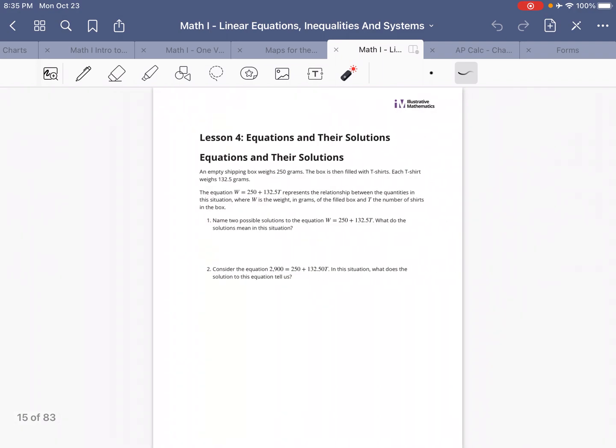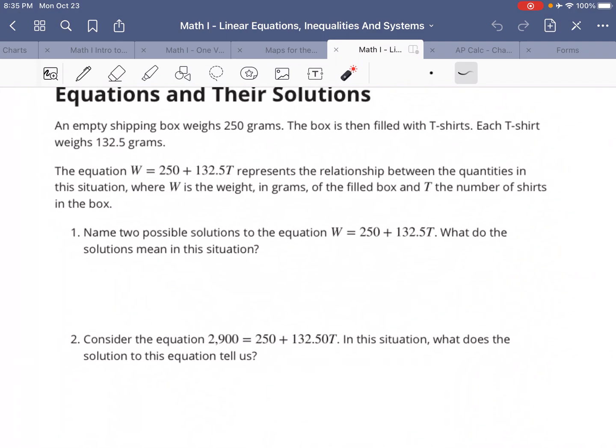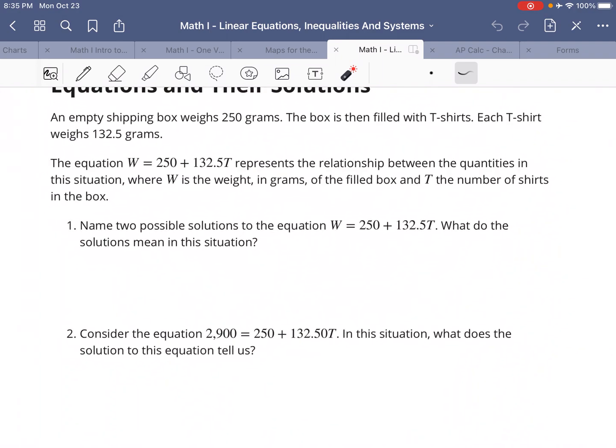Let's take a look at the cooldown. So we have an empty shipping box that weighs 250 grams. The box is then filled with t-shirts. Each t-shirt weighs 132.5 grams. The equation W equals 250 plus 132.5T represents the relationship between the quantities in this situation, where W is the weight in grams of the filled box and T the number of shirts in the box.